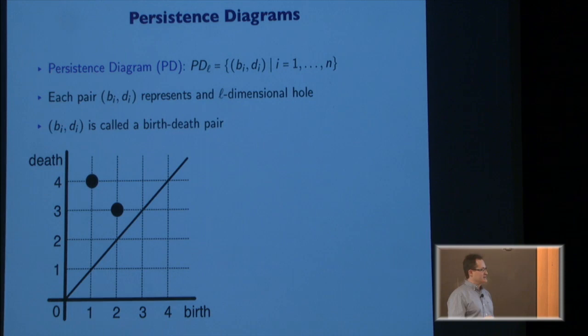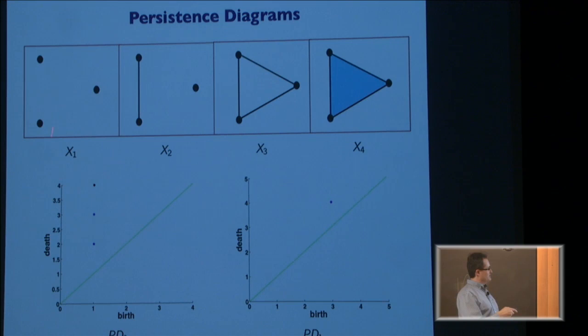And so when we compute persistent homology, we compute persistence diagrams, which are just a set of birth and death pairs, right? Each pair represents one L-dimensional hole. And we plot them like this: the x-axis is the birth time, and the y-axis is the death time. Just a quick example, if you have this simple filtration, then initially you have 3 components. So these are these 3 dots over here. They are all born at time 1. At time 1, you have 3 components. Then at time 2, one of them disappears. So this point here indicates that this component appears at 1 and disappears at 2. And then this one dies at 3. And the final one never dies. So this one lives all the way to infinity.